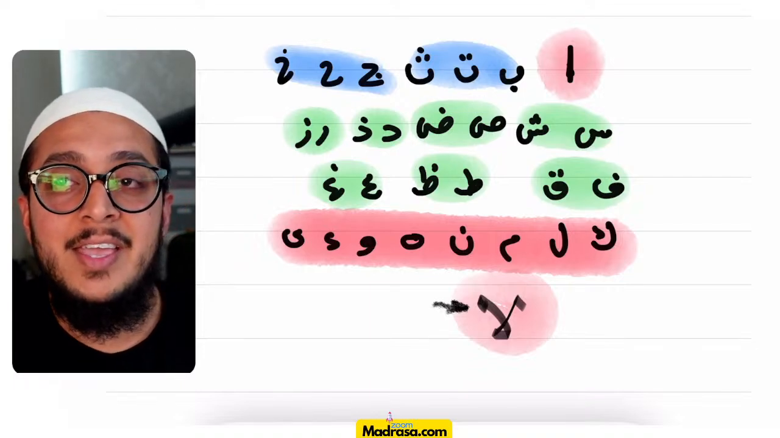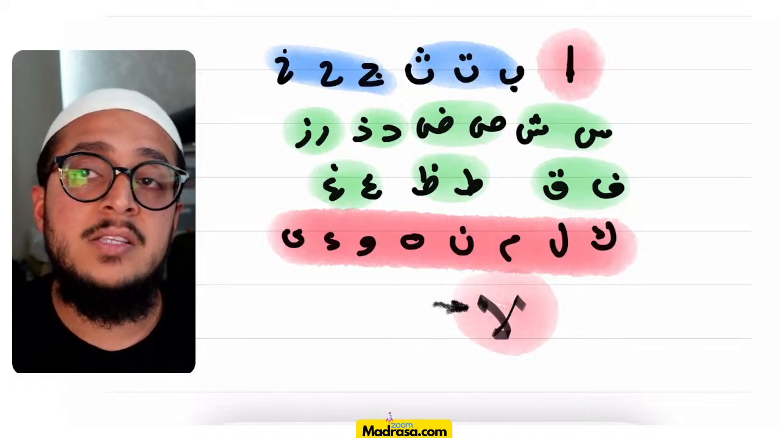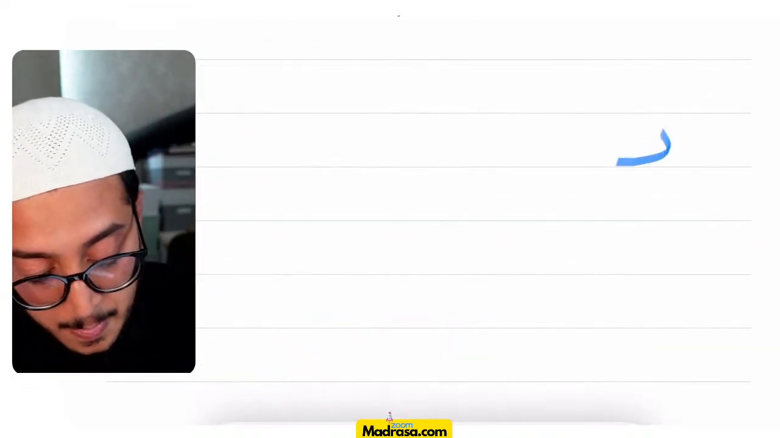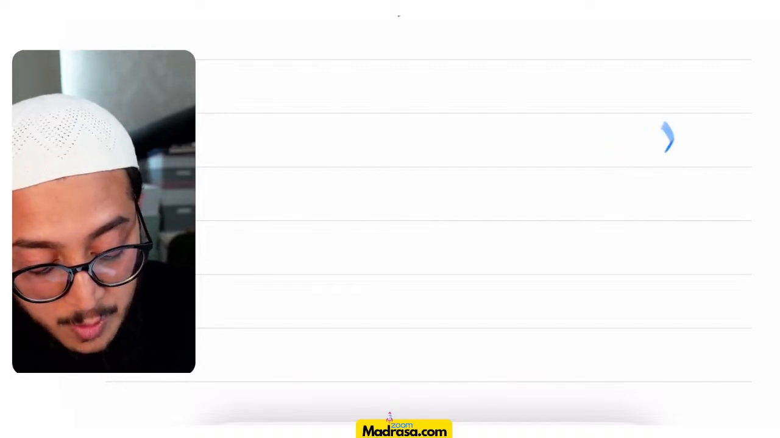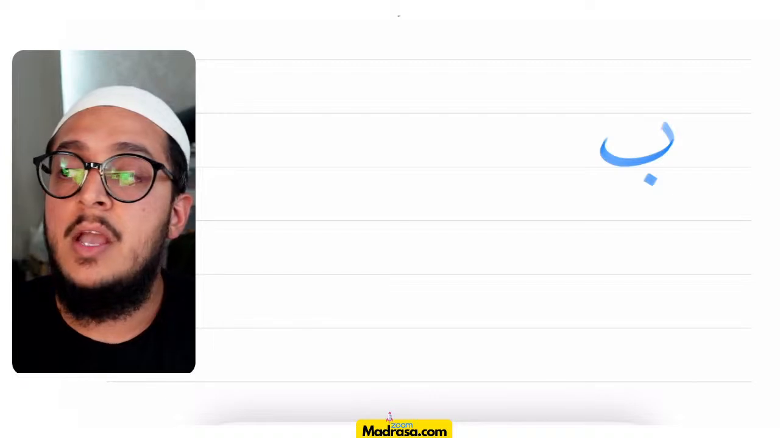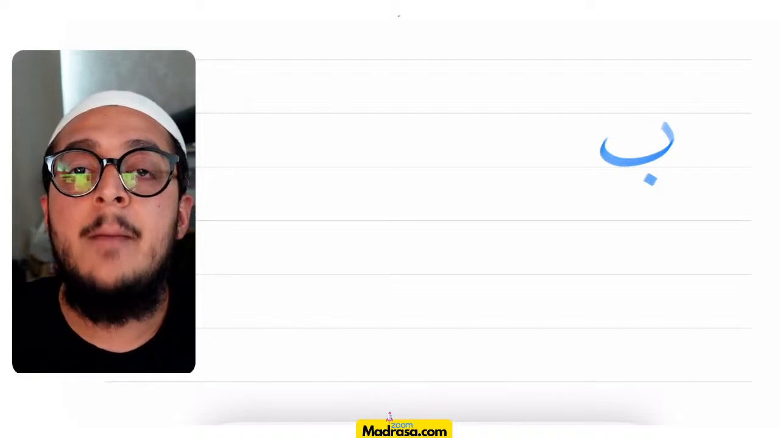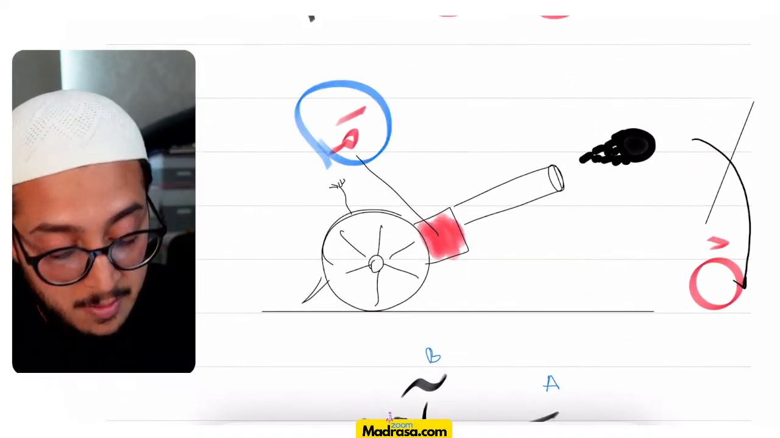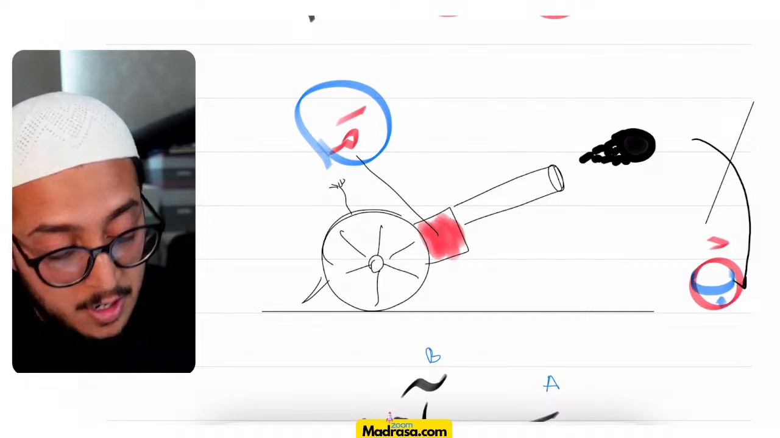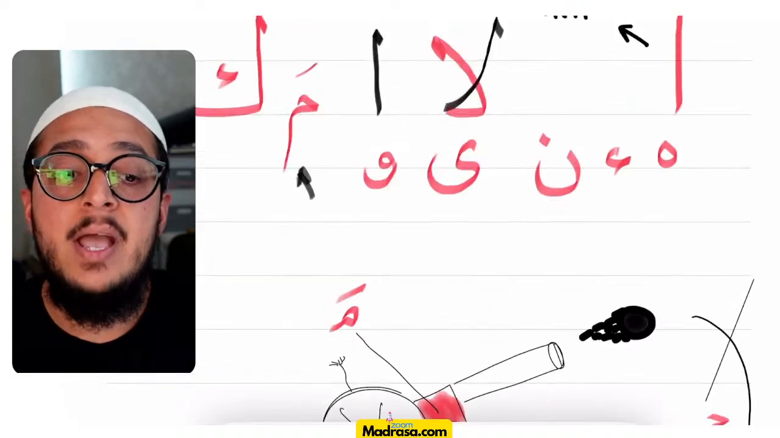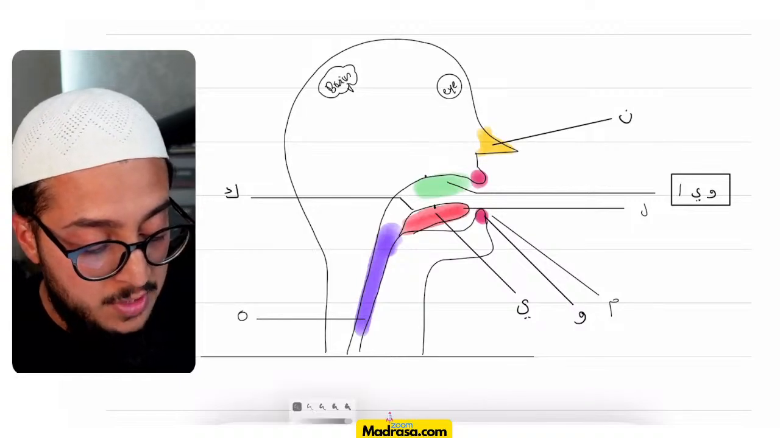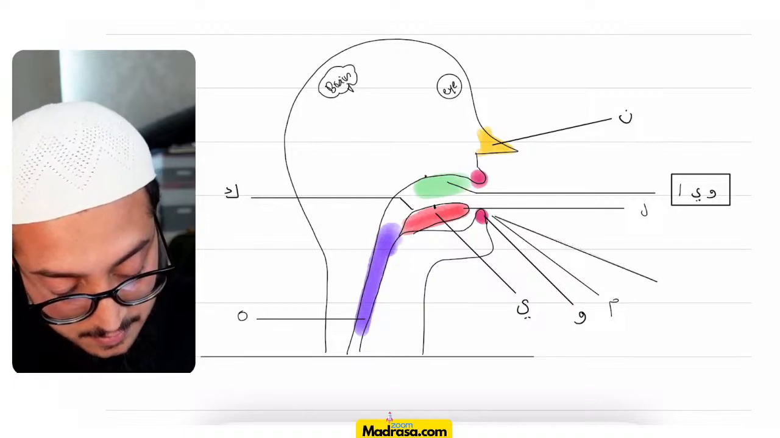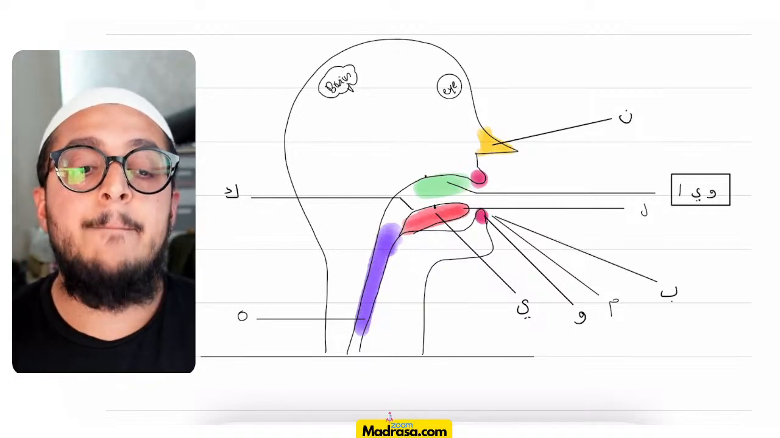Now, let's go to the 3 blue letters, shall we? Ba, ta, tha, jim, ha, and kha. Very easy. Look at the first letter. Are we still going to use meme? Yes, we are going to borrow meme. And let's use mabe. Look at the end, at the canon. This is meme, and now here is ba. Focus on where the sound is ending. Mabe. What am I using when I'm saying ba? Lips. Ba. Mabe. Ba.